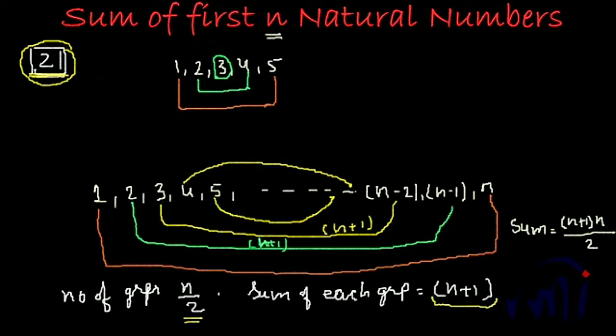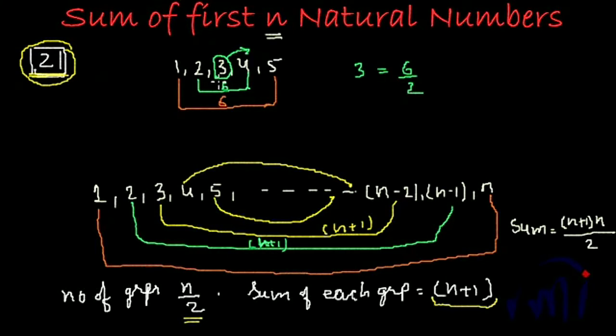What is the sum of these groups? 1 plus 5 is 6. 2 plus 4 is again 6, right? We have got two full groups where the sum of each group is 6. And what is this? This is 3. 3 is nothing but 6 by 2. It is half the sum of the groups, right?